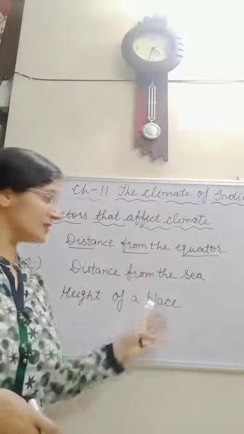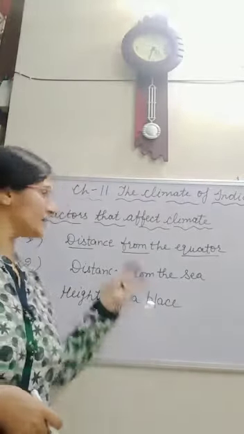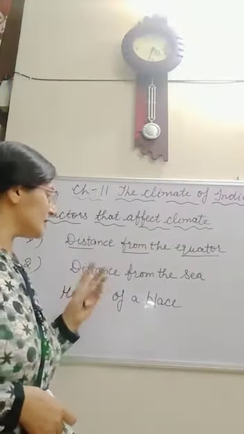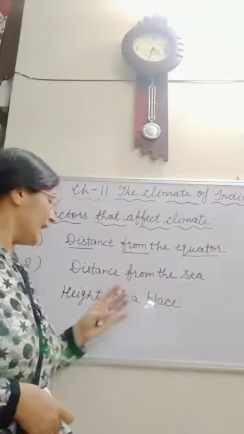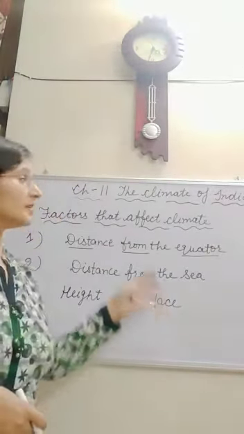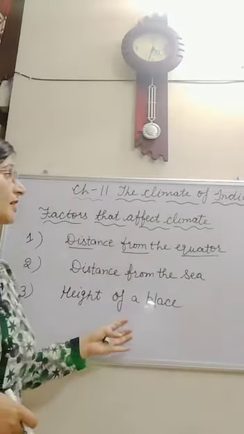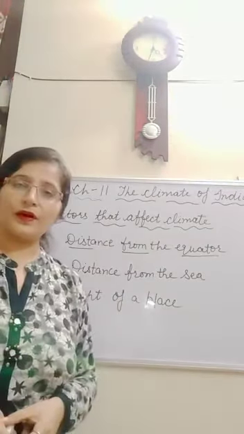So dear children, these are the various factors. First is distance from the equator, distance from the sea, and height of a place. These are the various factors which affect climate of a place.